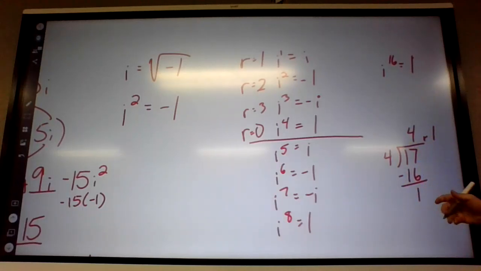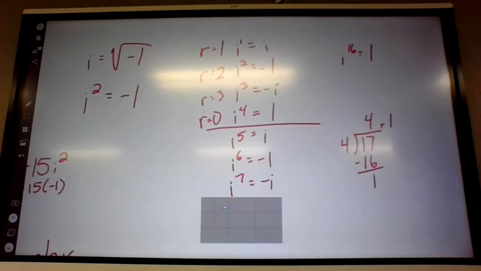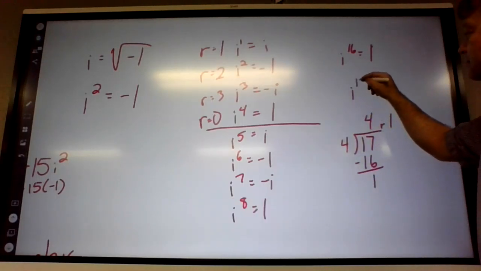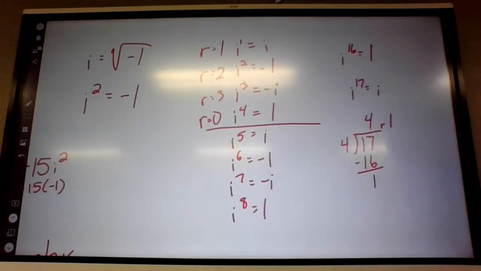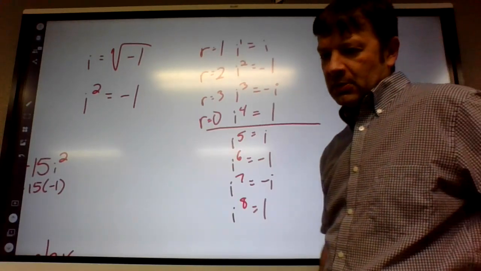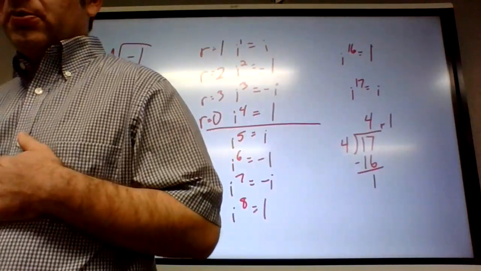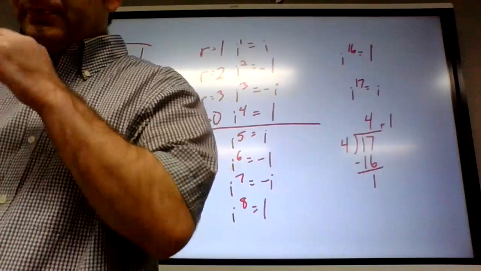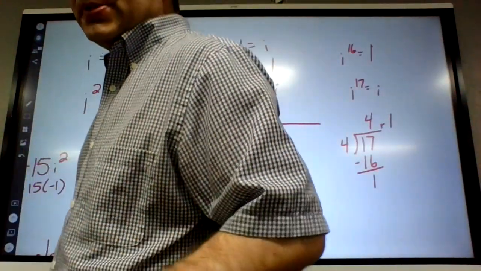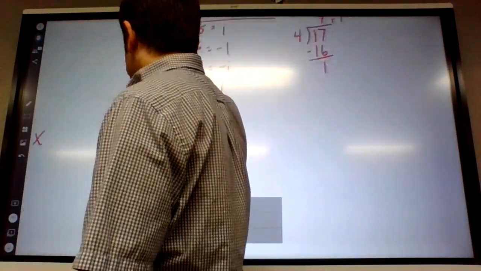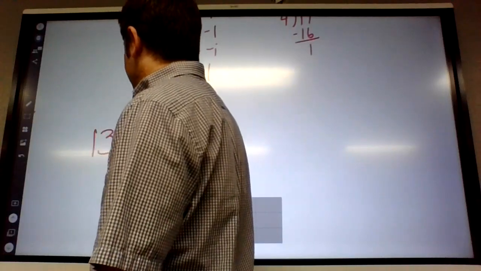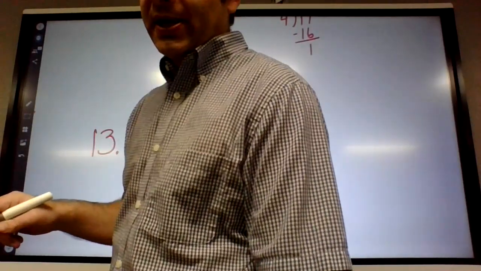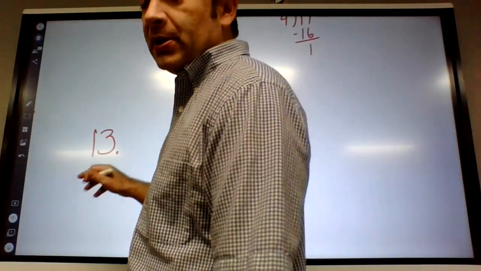So you kind of have to divide the old school way. 17 divided by 4. So it's i, negative 1, negative i, 1. Okay. This makes sense. We'll practice on 17 and 19, those problems. All right, so we're actually starting on 13. So most of the time you treat i's as variables, except when you get an i squared and then it turns into negative 1.